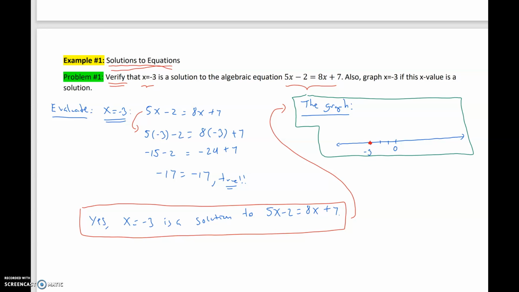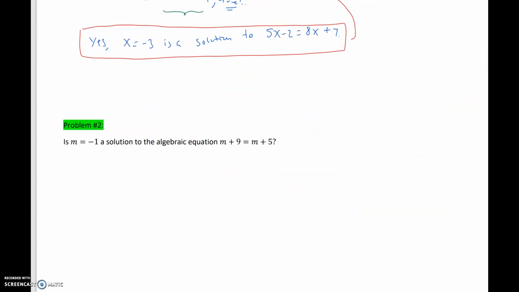And once again, we're looking for this step if we're verifying that a specific value happens to be a solution to the equation, meaning that once you plug it in, you end up with a true statement. Here, this -17, if we had done algebra, could look different. It could say 2 is equal to 2, but you're looking at the basic idea of a true statement. Let's take a look at example 2.